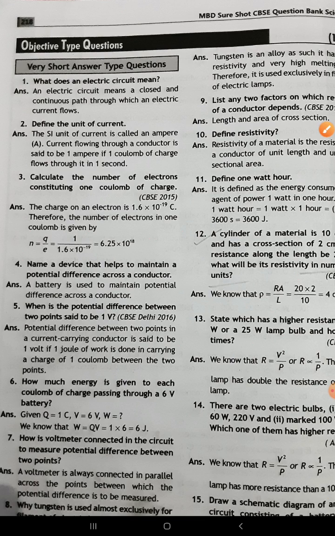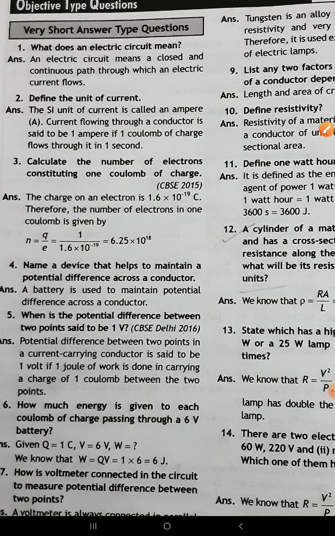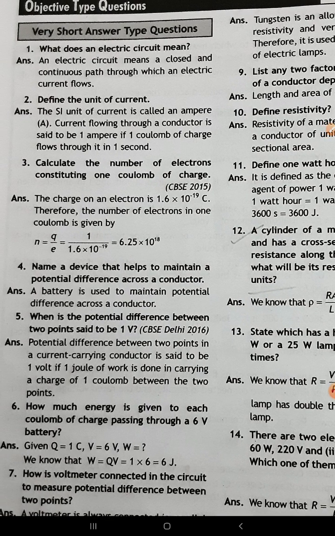Now the next question is: name a device that helps to maintain a potential difference across a conductor. A battery, or you can say a cell, is used to maintain potential difference across a conductor, due to which an electric current flows in a circuit.